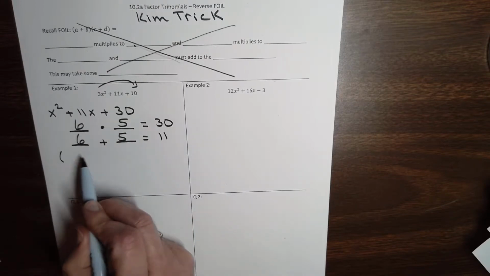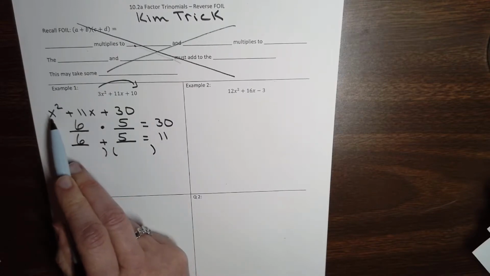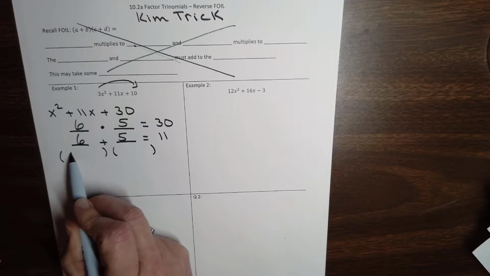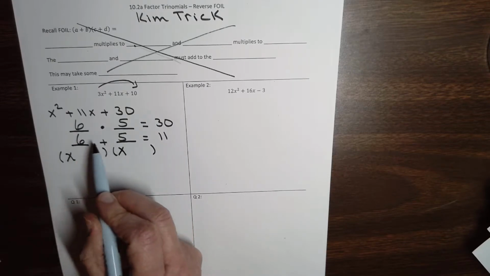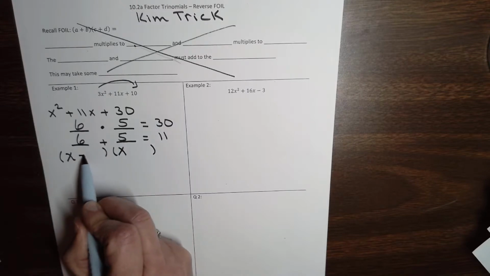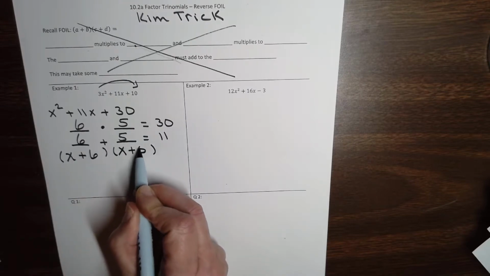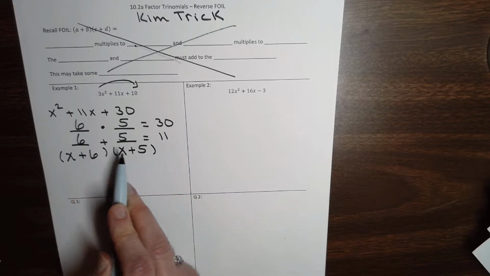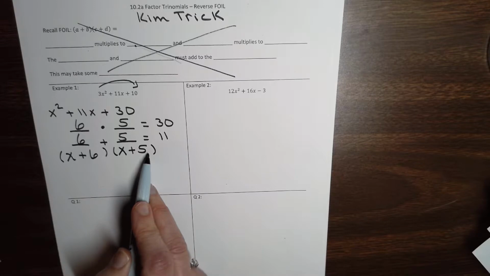To write it out, whatever the leading variable is goes in the first term in each set of parentheses, and then we place the numbers. If it's positive, we put plus. If it's negative, we would put minus. It doesn't matter whether you put the 6 or the 5 in which parentheses.